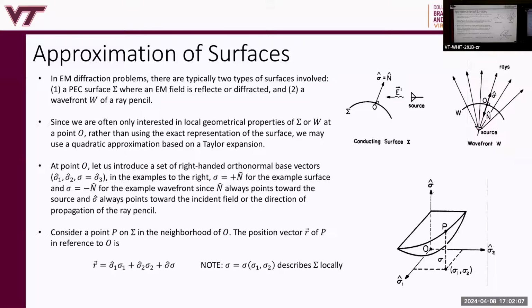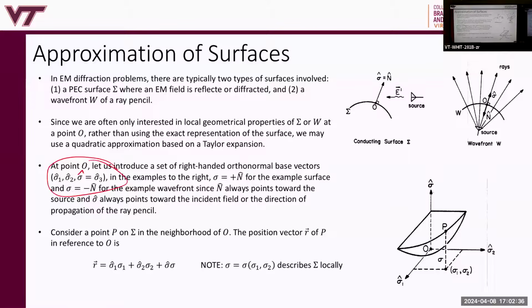Rather than using the exact representation of the surface, we may use a quadratic approximation based on a Taylor expansion. So at the point O, let us introduce a set of right-handed orthonormal base vectors: sigma 1, sigma 2, sigma hat. All right? So the third one, you're going to see why we don't use a notation 3 for the third one, because it's a function of the first two. We'll see that. But sigma hat is the normal.